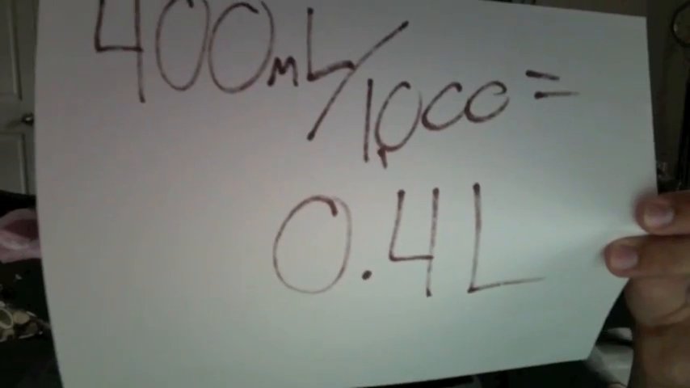Fourth, divide the volume of the solution in milliliters by 1,000 to convert it to liters. In the example, we have 400 milliliters of solution. So, if we divide 400 milliliters by 1,000, we get 0.4 liters.